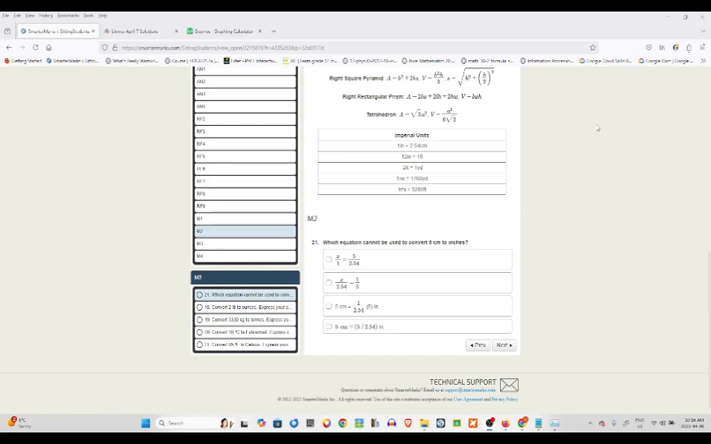All right. Now, which equation cannot be used to convert 5 centimeters to inches? We have our conversion that 1 inch is 2.54 centimeters. So we want to do 5 centimeters into inches. We would expect something a little less than 2. Slightly less than 2 was correct. We want 5 divided by the 2.54. So the first one works.